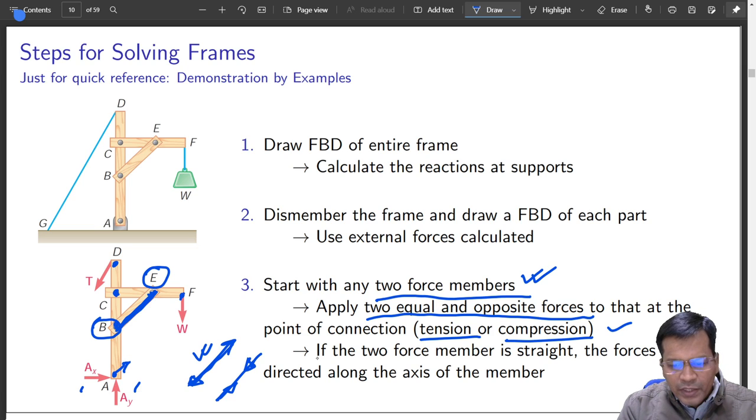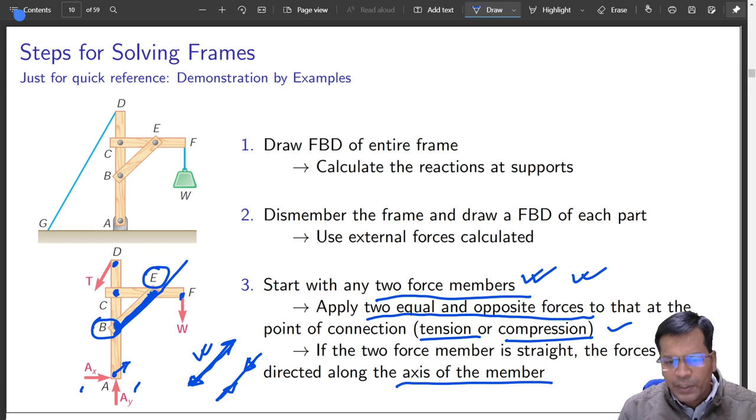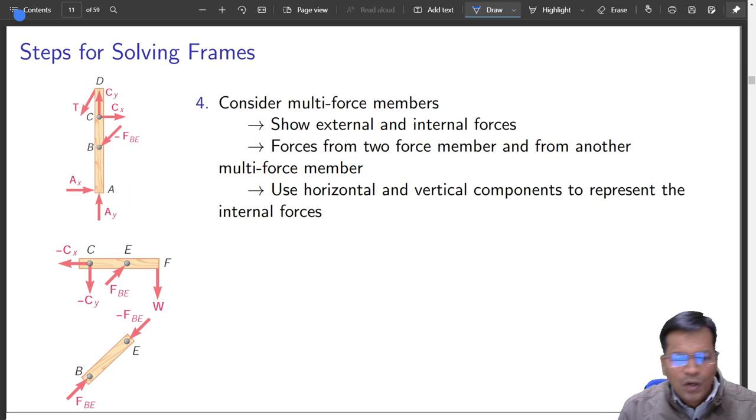If the force member is straight, forces will be directed along the axis of the member. The point which connects E and B, the force will be along that direction itself. So these things are quite trivial. We'll see through an example also. Don't worry. So now consider the multiple force member.